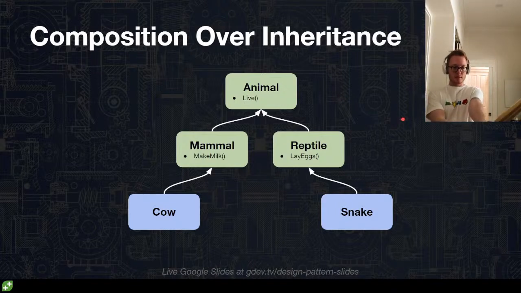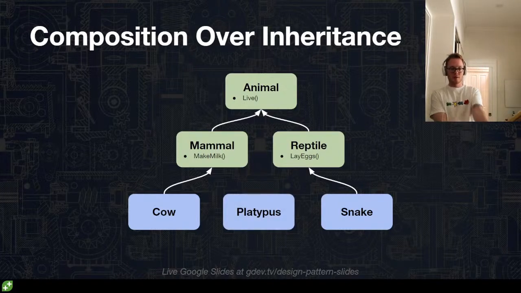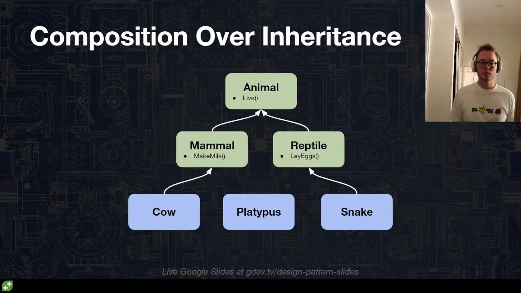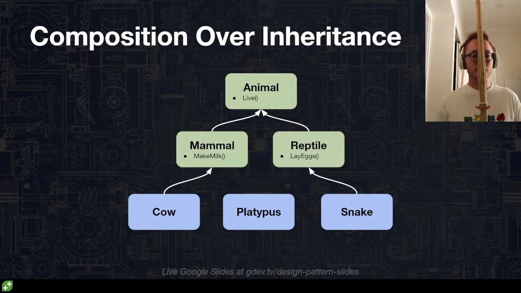So you might find something like a platypus, which suddenly doesn't inherit from mammal very easily because it wants to be able to lay eggs, but it doesn't inherit from reptile because it's warm-blooded and it needs to make milk. So where do we inherit from? And this is a very common issue with inheritance.